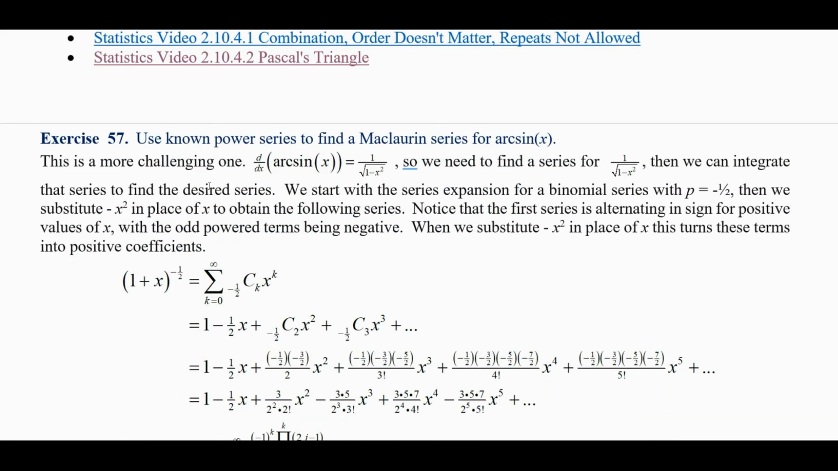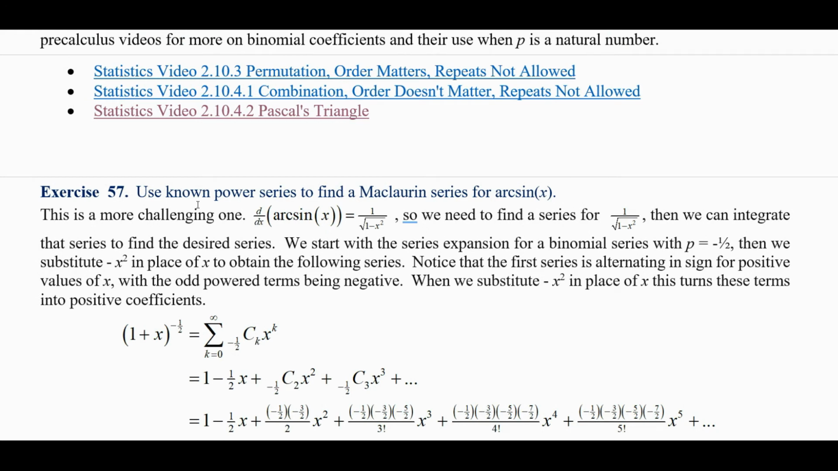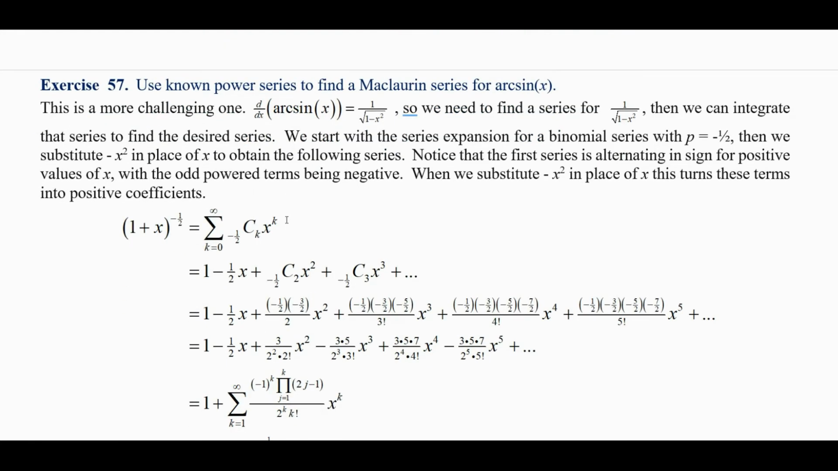Okay, so use power series to find a Maclaurin series for arc sine of x. This is another problem that we can do, and it uses the binomial expansion. Let's go ahead and do that. So this is a little more challenging one. The derivative of arc sine of x is 1 over the square root of 1 minus x squared. So we're going to need a series for 1 over the square root of 1 minus x squared, and then we can integrate. Okay, so we're going to do a binomial series with p equals negative 1/2.